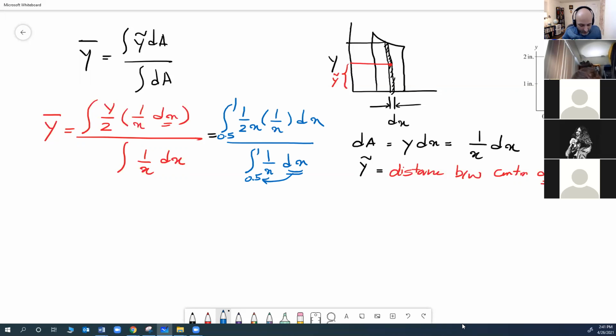I don't have the final number for it. Well, I think I do. 1.67 inches. So it's kind of right here, 1.7. So this is the y bar for this area. Questions?